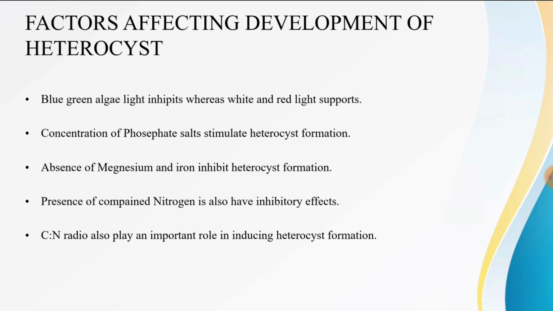Factors affecting development of heterocyst. Blue-green algae: blue light inhibits, whereas white and red light support. Concentrations of phosphate salts stimulate heterocyst formation. Absence of magnesium and iron inhibits heterocyst formation. Presence of combined nitrogen also has an inhibitory effect. pH also plays an important role in inducing heterocyst formation.